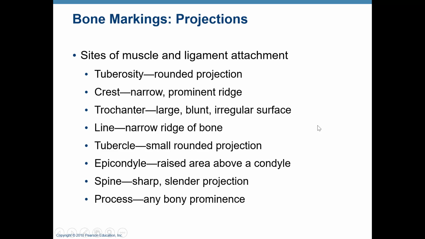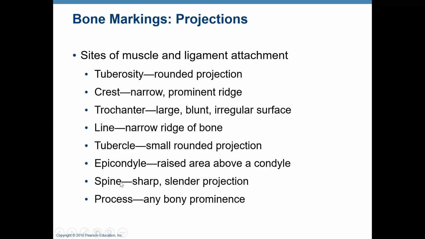So like a tuberosity is a rounded projection on a bone, whereas a crest is more of like a narrow region of a bone. Trochanter, the only trochanter is located on the femur. So it's a large, irregular, not so sharp, blunt surface. Some bones may look nice and narrow like a line. Some may have a small rounded little projection on the bone called a tubercle. An epicondyle, epi means upon, so it's right above a condyle. Condyles are usually round, where another bone is going to be.